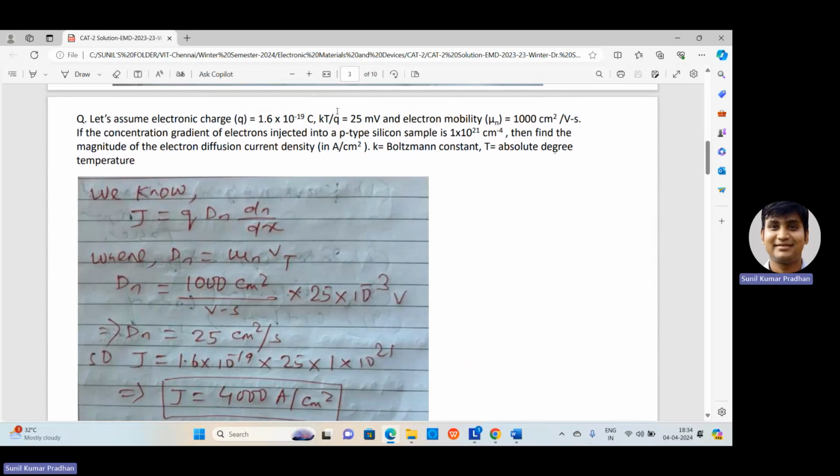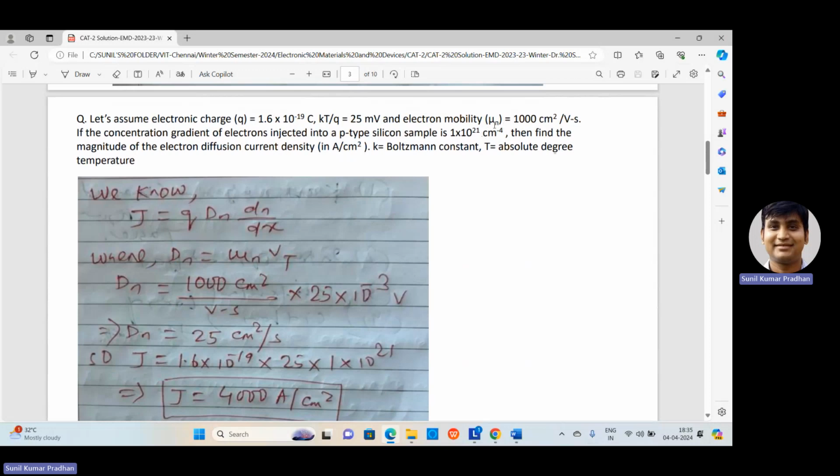This kT by Q is also called the volt equivalent of temperature. In other words, we express it in terms of its terminology VT. VT we generally use. Then electron mobility is given, that is 1000 centimeter square per volt second. Now it is asked that if the concentration gradient of electrons injected into a p-type silicon sample is 1 into 10 to the power 21 per centimeter to the power 4. Okay, you see 1 into 10 to the 21 centimeter to the power minus 4.